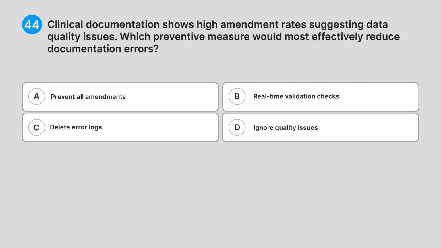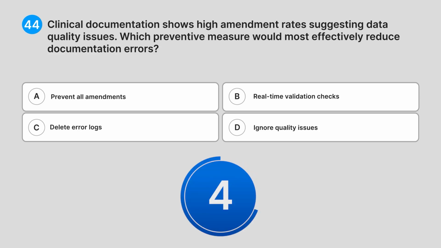44. Clinical documentation shows high amendment rates suggesting data quality issues. Which preventive measure would most effectively reduce documentation errors? A. Prevent all amendments. B. Real-time validation checks. C. Delete error logs. D. Ignore quality issues. Do you know the answer?